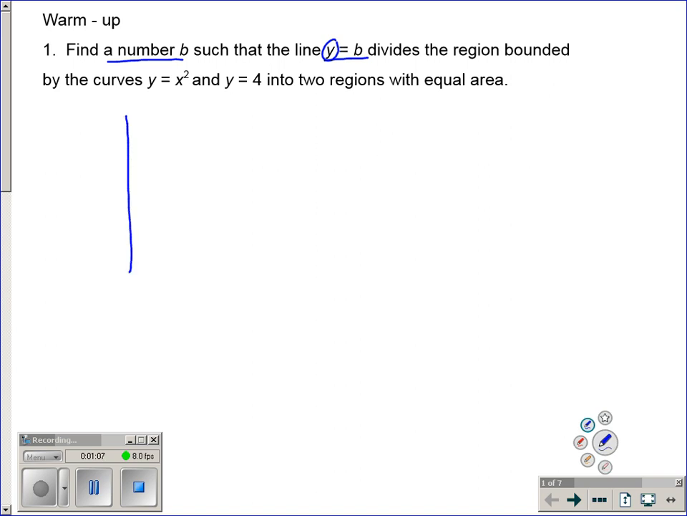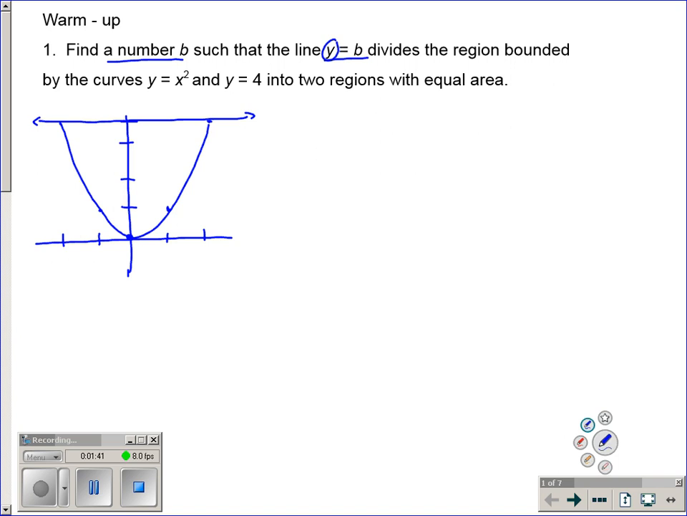So I'm going to draw my graph like this. And we're bounded by y equals 4. So here's 1, 2, 3, 4. This line here. Okay. And we're bounded by the curve x squared. So I'm going to graph those points. Over 1, up 1, over 2, up 4. Negative 1, up 1, negative 2, up 4. So there we go. All right.